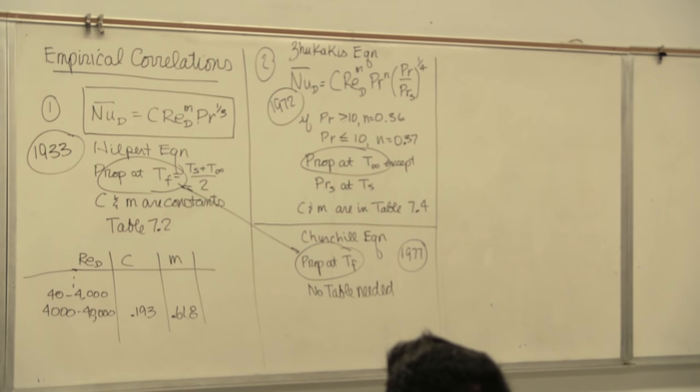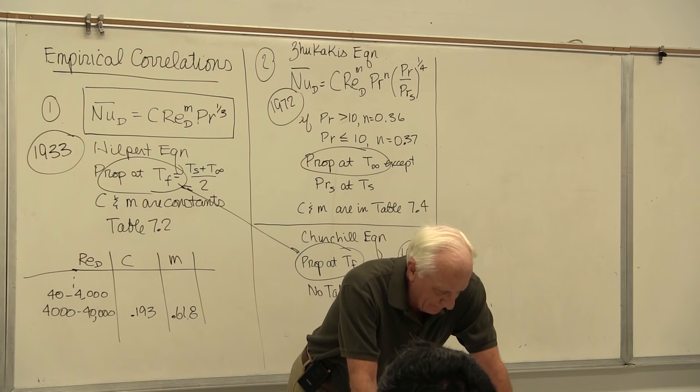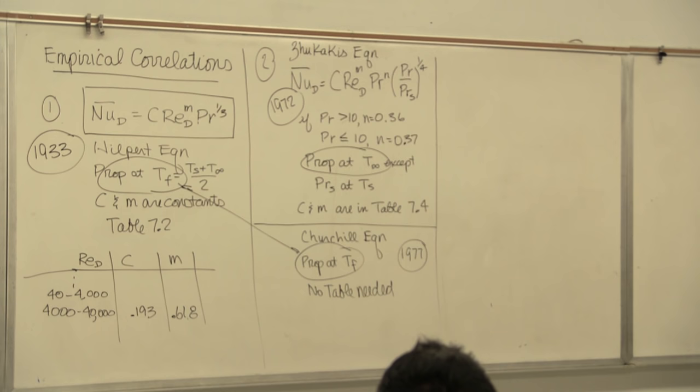That's good enough. And I'll read you what it says in the book. The reader is cautioned that all these correlations are only valid within 20% accuracy. That's a big one right there. They're only valid within 20% accuracy. Wow, wow.